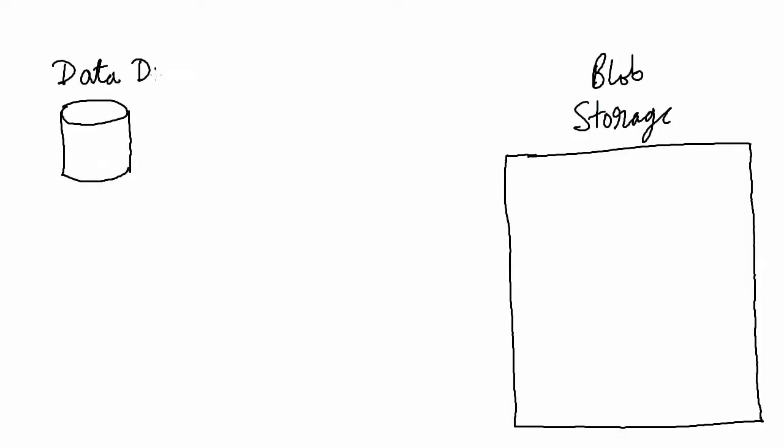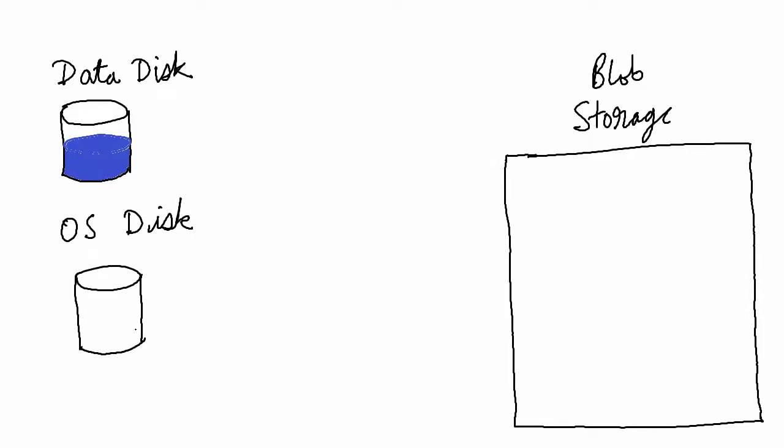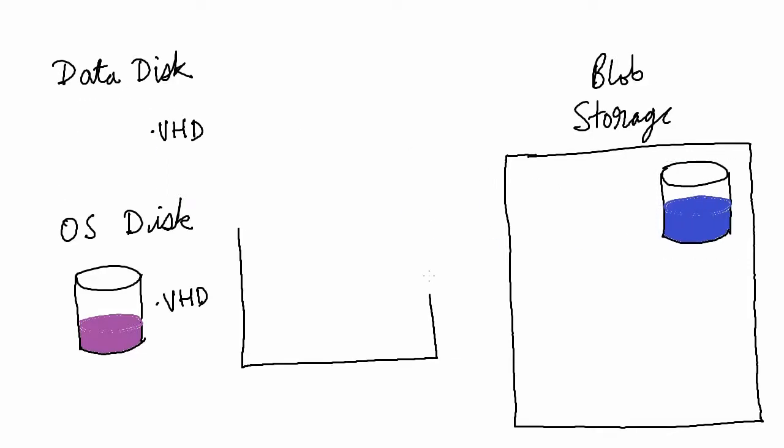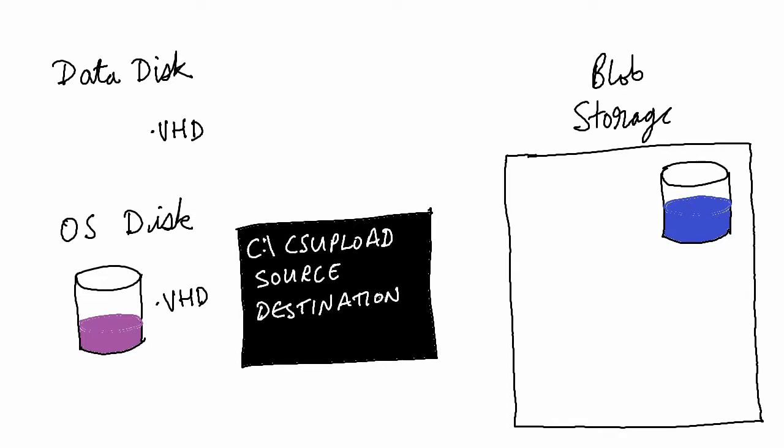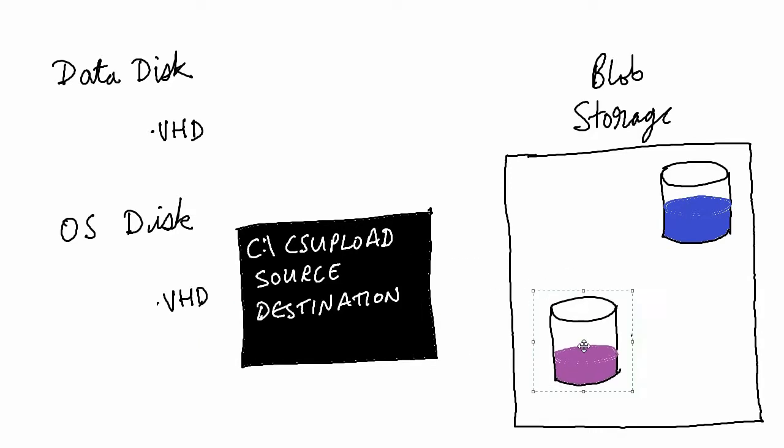Virtual machine disks are persisted across reboots. There are 2 types of disks: operating system disks and data disks. Moving a data disk is simple. Just copy the VHD file to blob storage. To move an operating system disk, use the CS Upload tool, and this will also prepare the disk for use in Windows Azure.